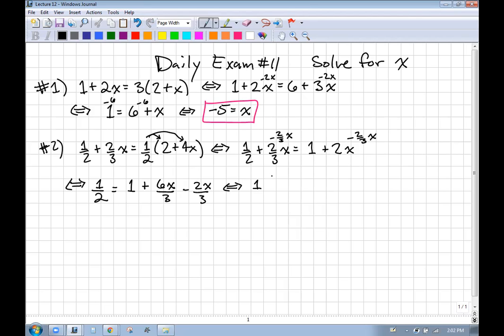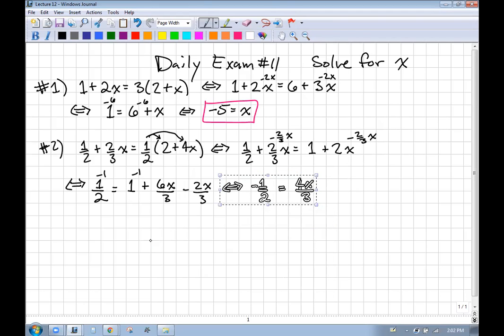At this point, we can do another step here. We're going to combine these, but we also want the x to be by itself. So let's get rid of this 1. We'll subtract 1 from both sides. So on this side, 1/2 minus 1 is negative 1/2. Over here, 6x minus 2x is 4x over 3. Okay.